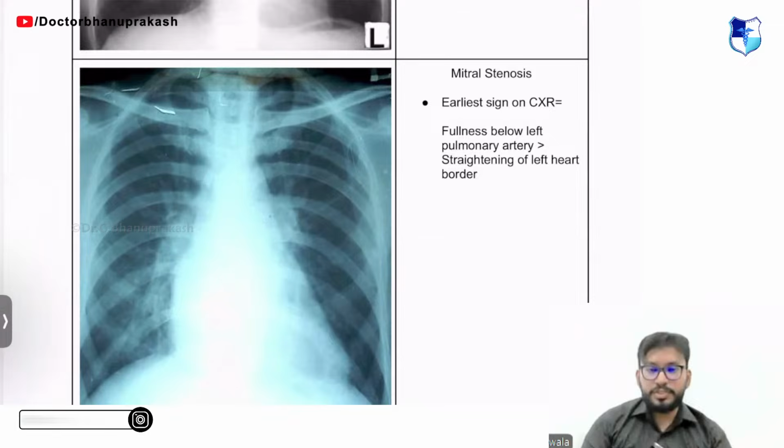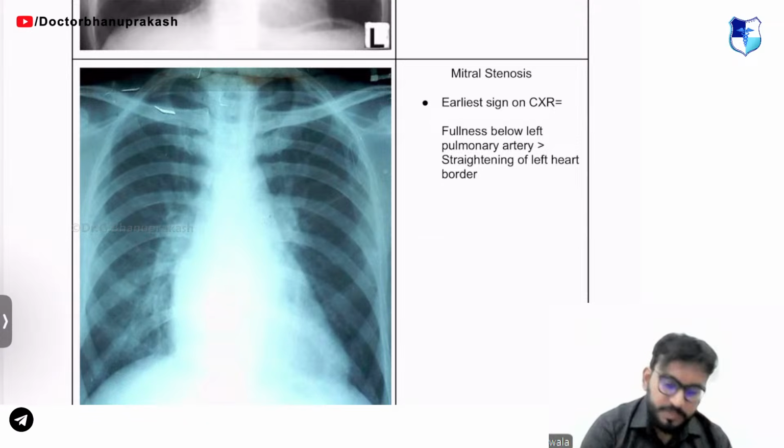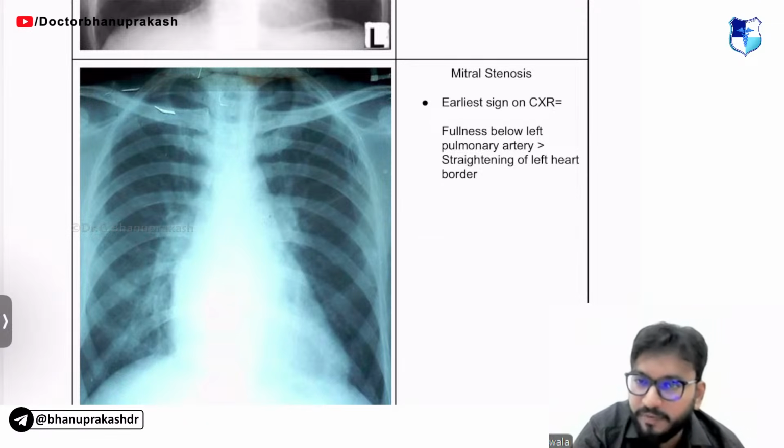Okay, look at this. I've given you the diagnosis, guys. Look at this. The earliest sign on chest X-ray, okay? Solving your query once and for all, guys. The earliest sign of mitral stenosis on chest X-ray is fullness below the left pulmonary artery. Do you remember the left heart border, guys? We spoke about it at least 2 to 3 times.